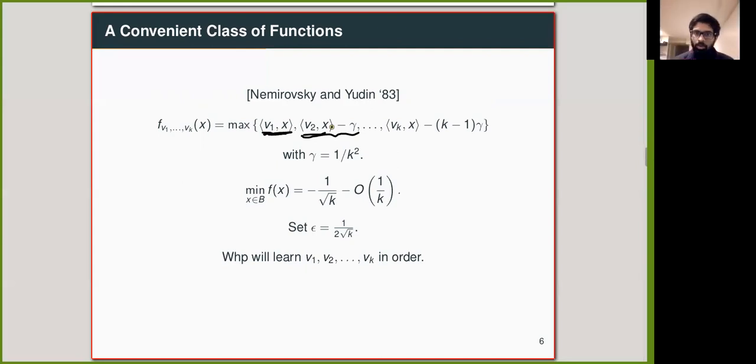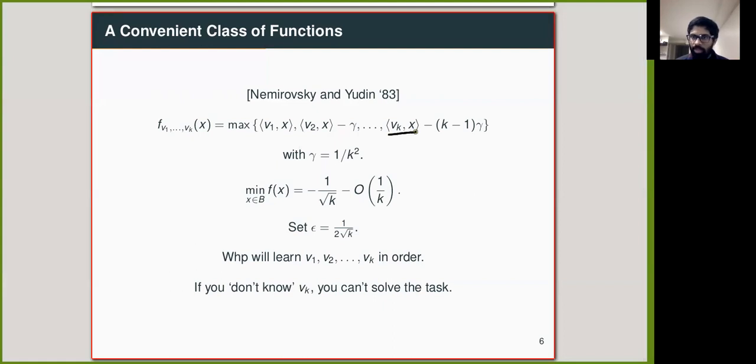In the second query, we know V1, we can set it as we want, but the second term is still going to be larger than all of the later terms, so we'll only learn the second term, and so on. So with k-1 queries, we still don't know what Vk is. And if you don't know what Vk is, still uniformly random from a large space, you can't make this not be exponentially close to 0, and so you still won't be able to solve the task.